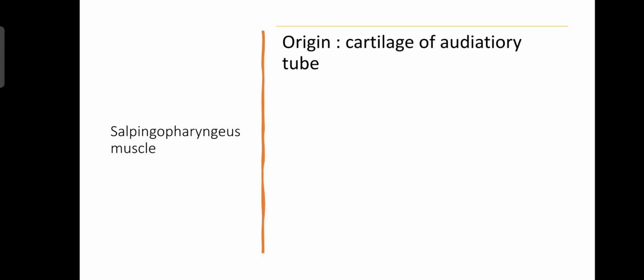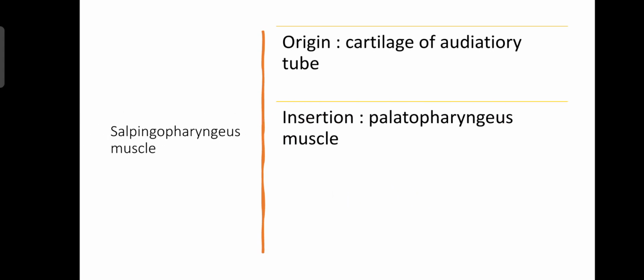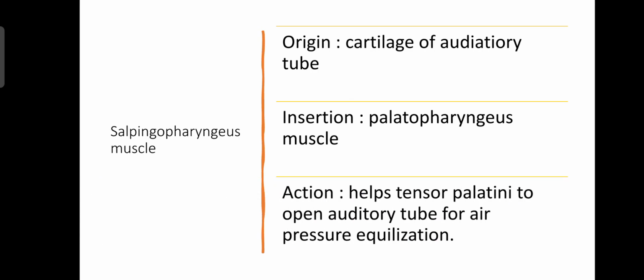Salpingopharyngeus muscle origin, cartilage part of auditory tube. Insertion is palatopharyngeus muscle. The action is helping the tensor veli palatini to open the auditory tube for air pressure equalization.